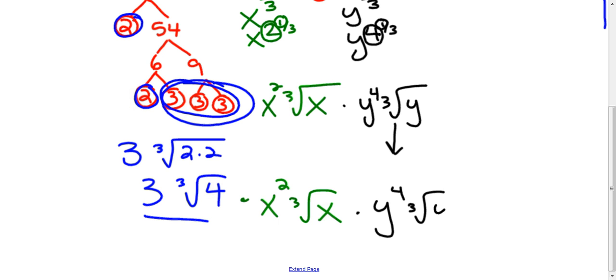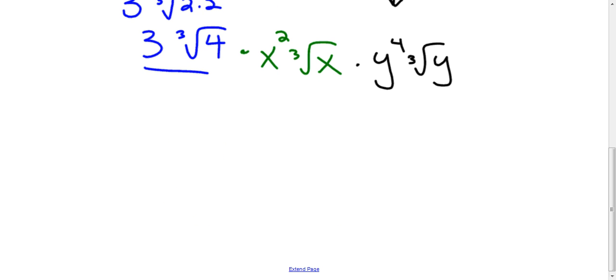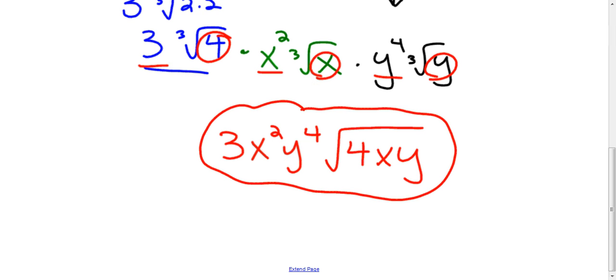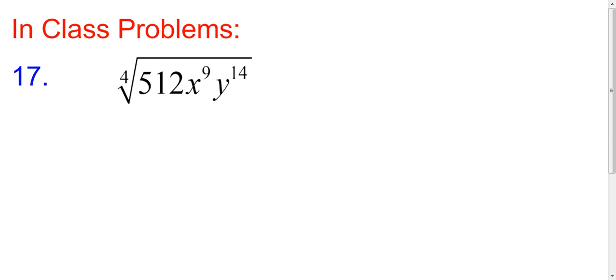cube root y. So I will just go ahead and make that a little bit prettier and combine everything that's on the outside with everything that's on the inside. So on the outside, I have a 3, and I have an x squared, and I have a y to the 4th. And on the inside, I have a 4 and an x and a y. And that is what my problem should look like. Okay, we'll do one more similar to that.